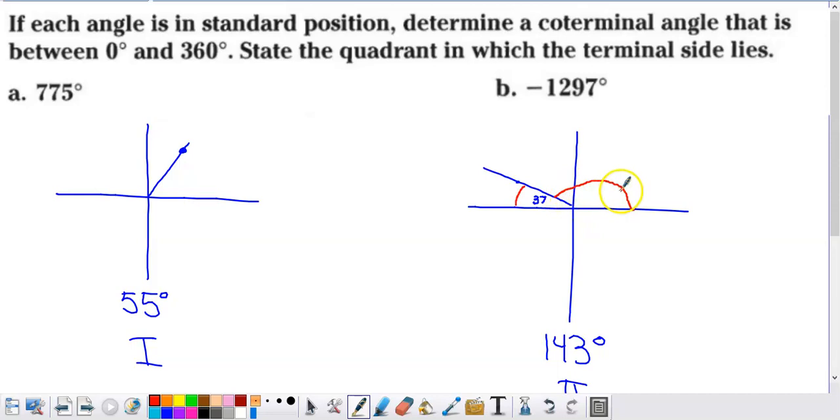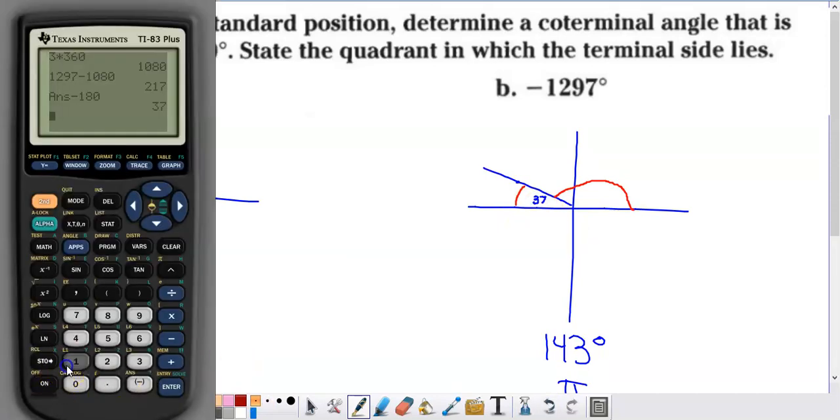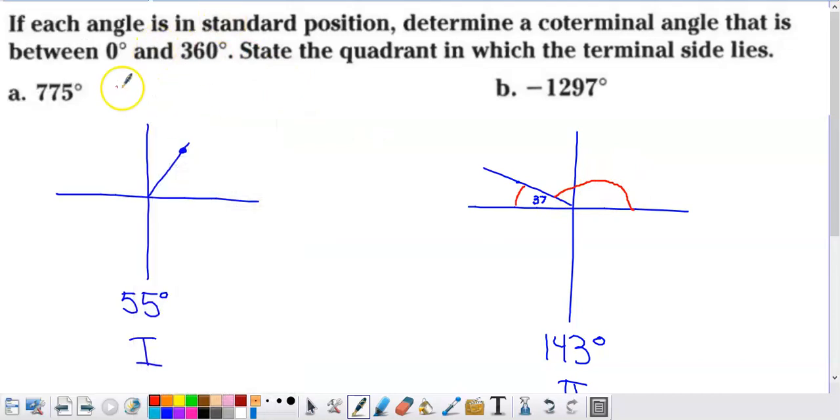The angle that I have over here in red and the angle 37 degrees that's over here that helped us plot the standard position angle, they're supplementary, right? They sum to 180. So if I just took 180 minus that 37 degrees, that gives me that 143-degree angle that sits right here. So there's my answer for the first part of this, right? We've got a coterminal angle with the negative 1297-degree angle that's between 0 and 360. It's 143 degrees. And the quadrant that that angle lies in is quadrant 2.